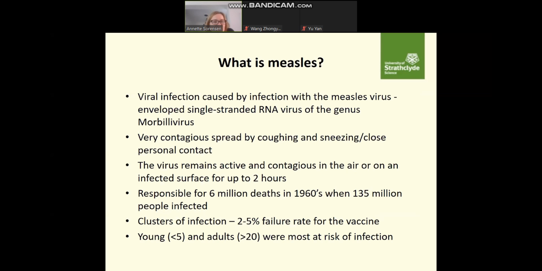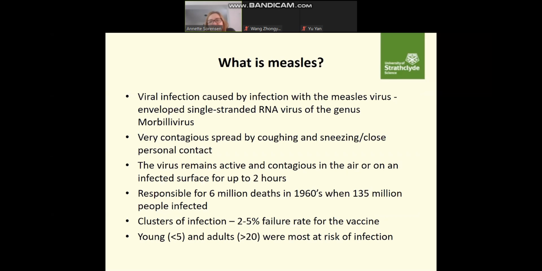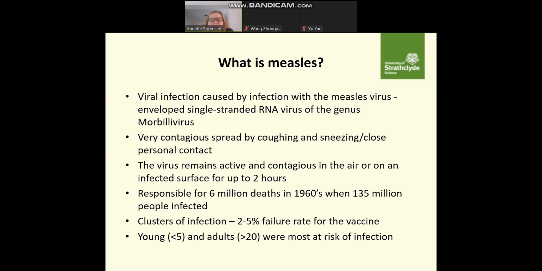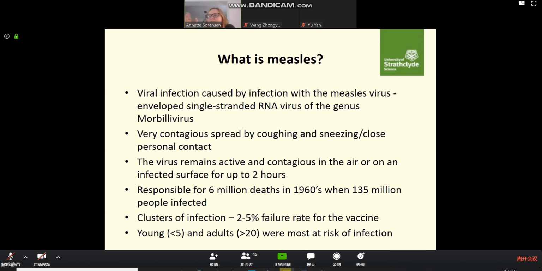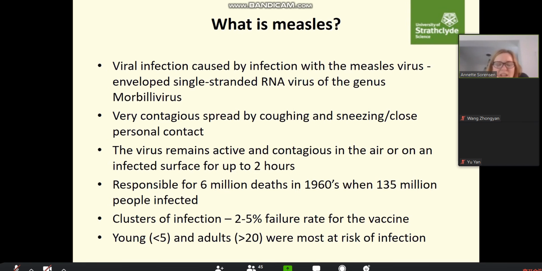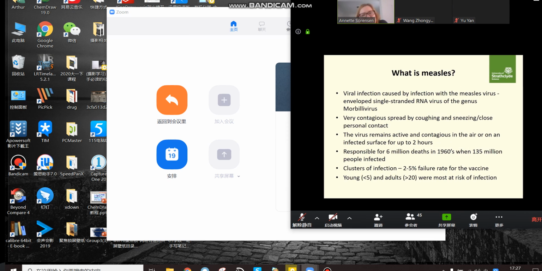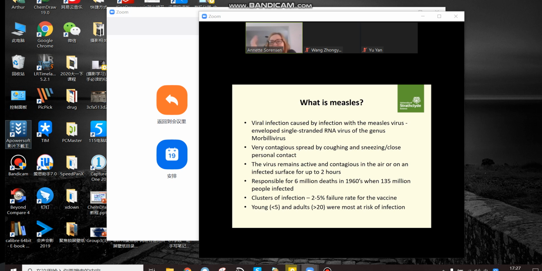So what is measles? Well, it's a viral infection which is caused by infection with the measles virus. The measles virus is an enveloped single-stranded RNA virus, and it belongs to the genus morbillivirus. It's very contagious. It spreads by coughing and sneezing. The virus can remain active and contagious in the air or on a surface for up to 2 hours, which is actually not that long.